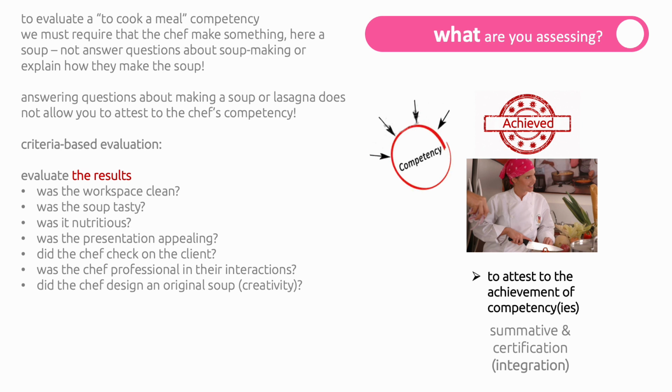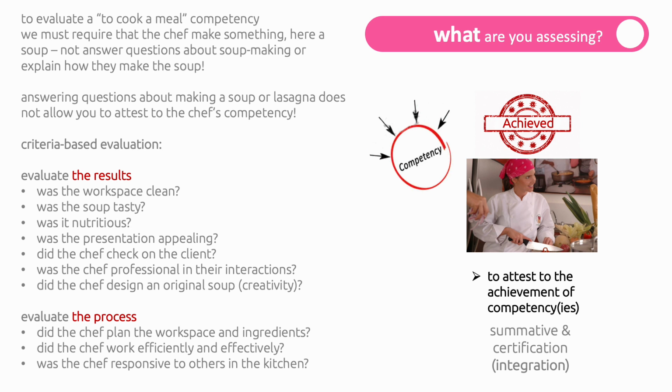And to truly evaluate competency, not only are we evaluating results, but we evaluate the process. Did the chef plan the workspace and the ingredients? Did the chef work efficiently and effectively? And was the chef responsive to others in the kitchen? At the end of a course, you really don't need to evaluate if the chef remembers the food pyramid. That was just part of the chef's foundational knowledge, most likely verified with a formative assessment at the very beginning of the learning process.